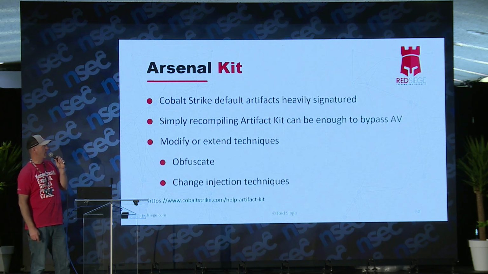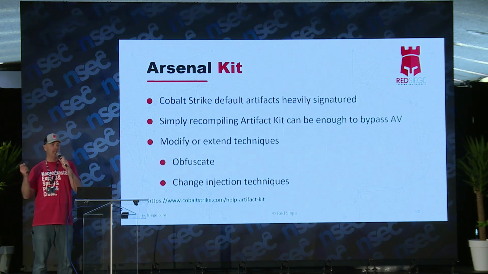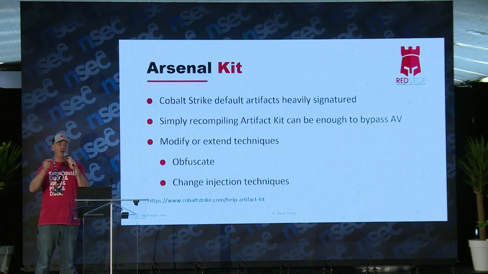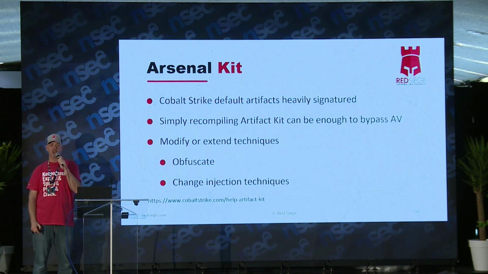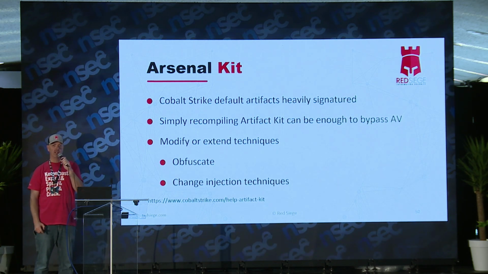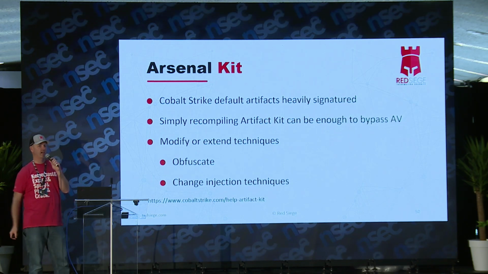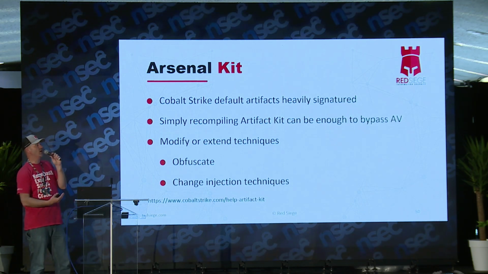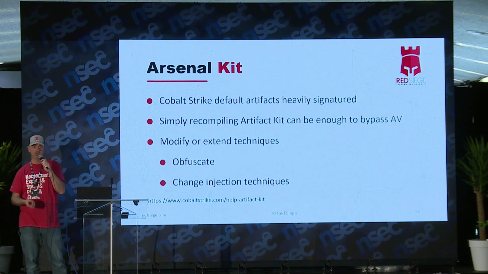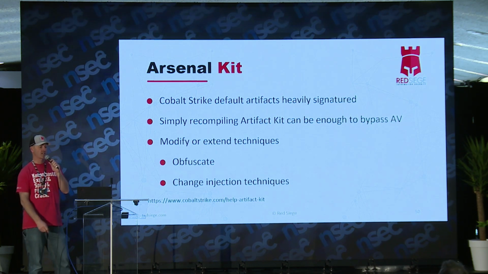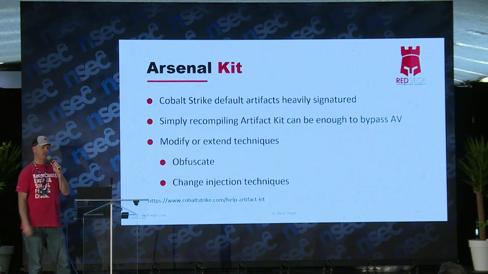I'm here to tell you that Cobalt Strike is not dead if you know how to use the artifact kit. Yes, there's a lot of signatures out there, but you can get around a lot of detections if you modify what's now known as the Arsenal kit, which includes the artifact kit. So definitely make use of it.